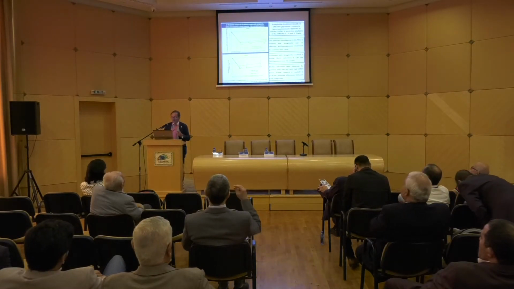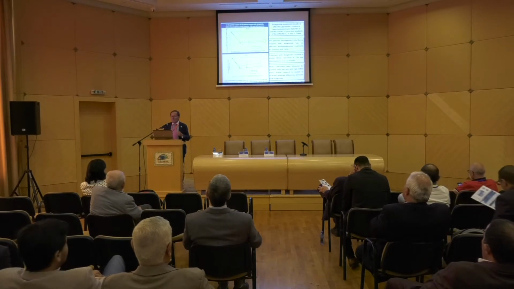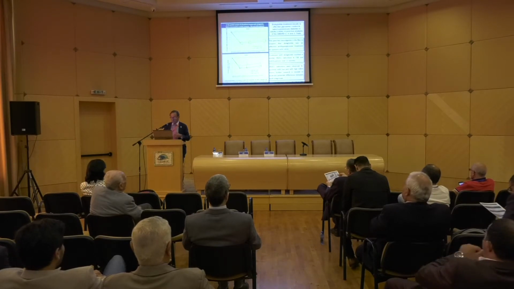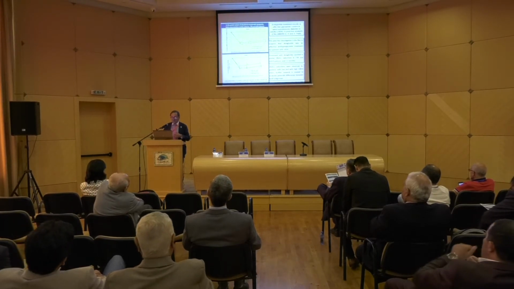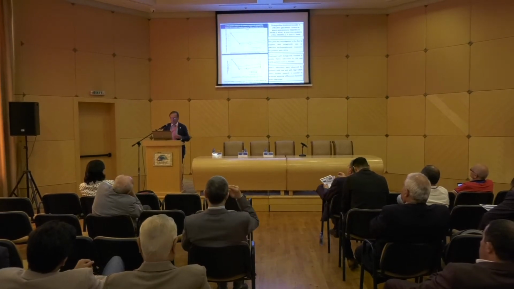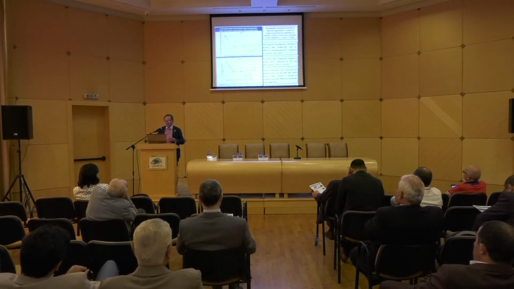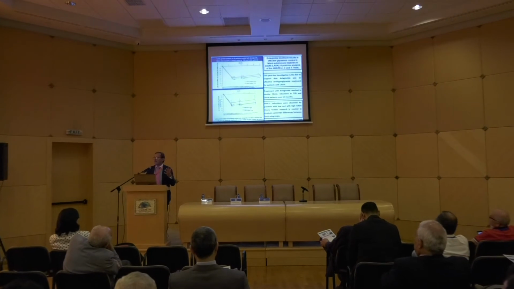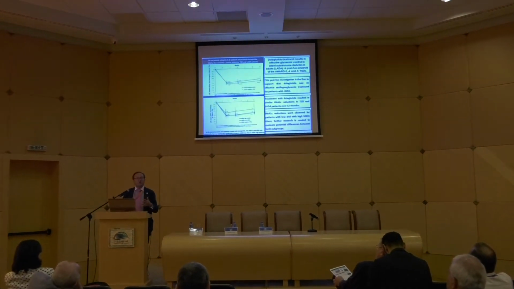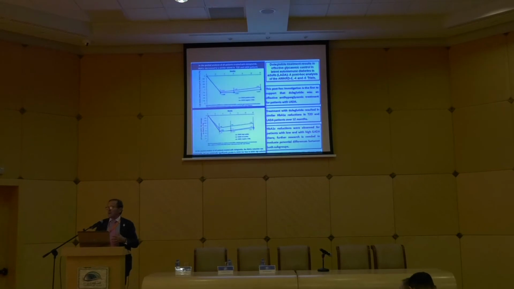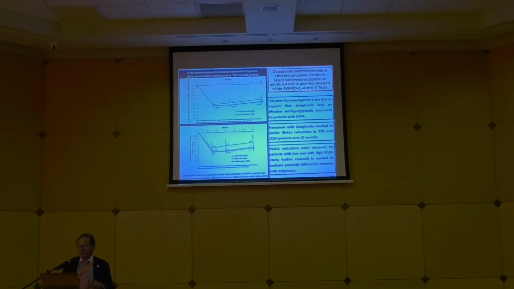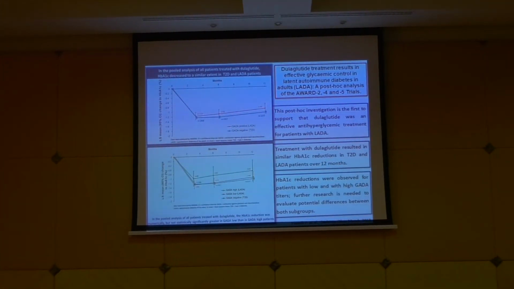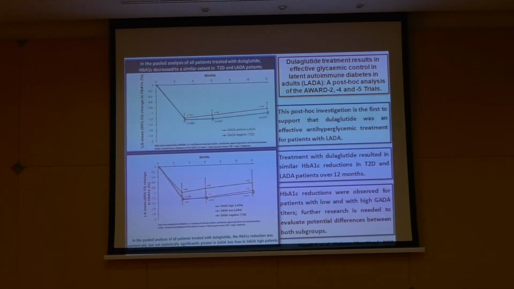And then finally, dulaglutide is the long-acting GLP-1 that has been tested in this study that we published last year. As you can see here is the mean change of HbA1c. This is just on glucose control and HbA1c in patients with LADA compared to, there was a post-hoc analysis of the AWARD 2, 4, and 5. As you know, the AWARD trials were trials using dulaglutide in different patient populations with type 2 diabetes. And dulaglutide works even well in patients with high GADA titer, so also in those patients that have a strong predisposition to autoimmunity.